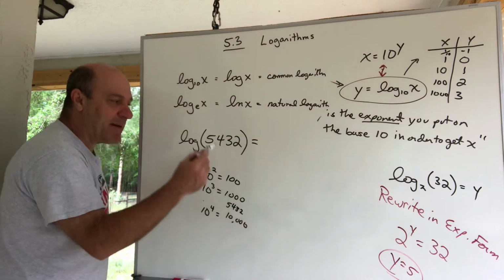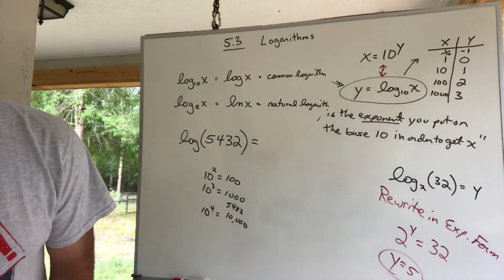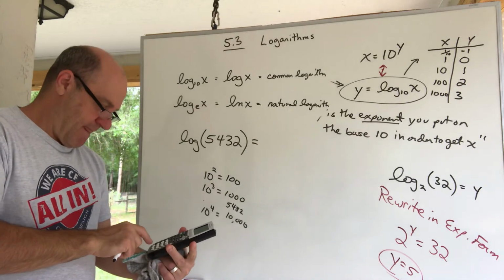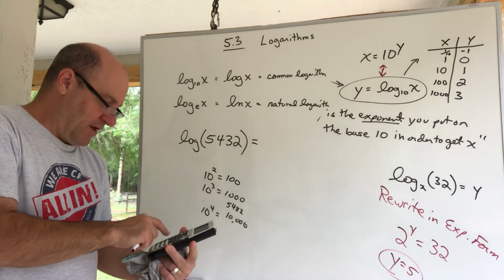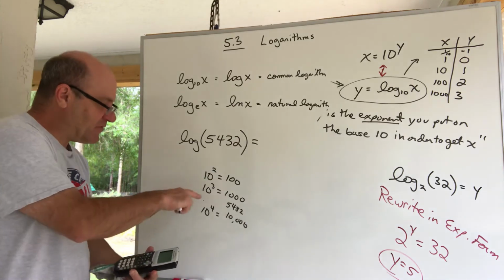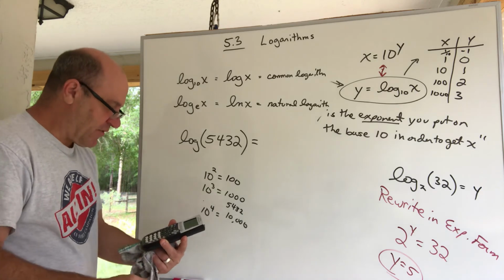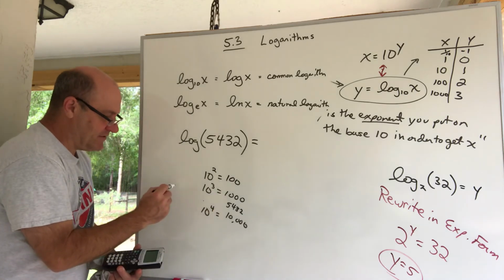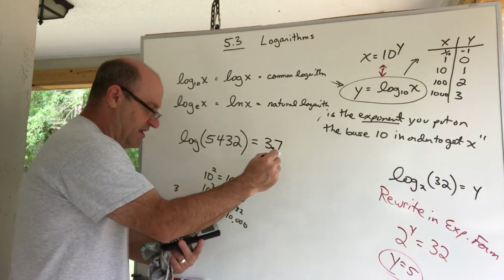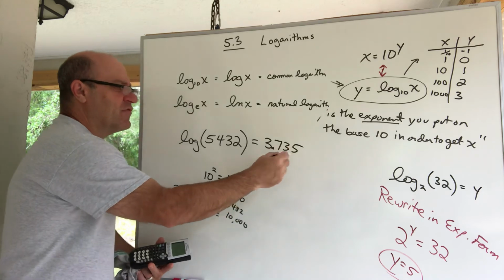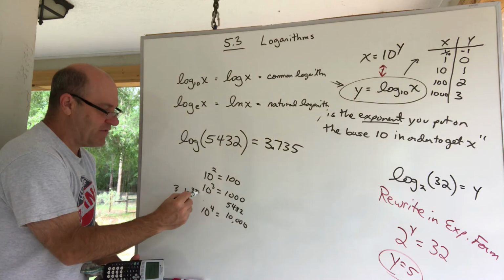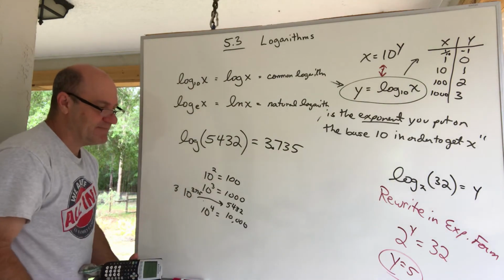So I punch it in my calculator. You should try that. I'll try it real quick here. Log 5432. I'm predicting it's between 3 and 4, and the answer is 3.735. We tend to go for 3 decimals, it seems like. So there you go. That's the exponent. 10 to the 3.735 will get you this.